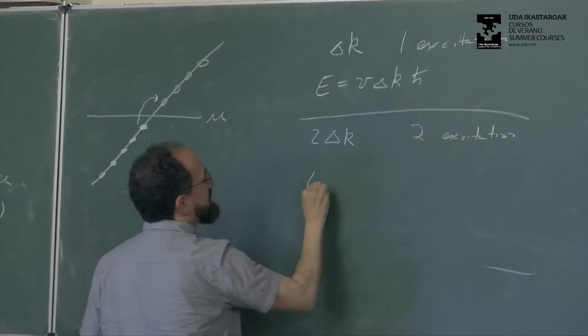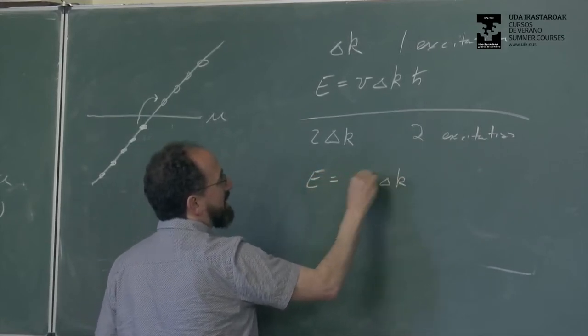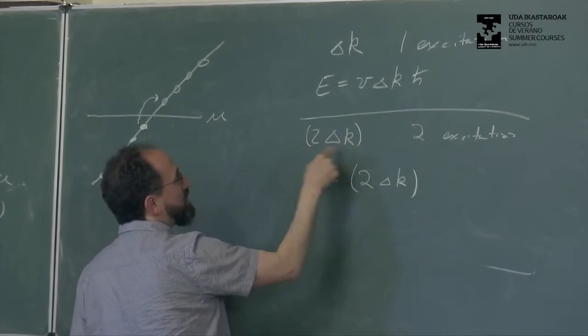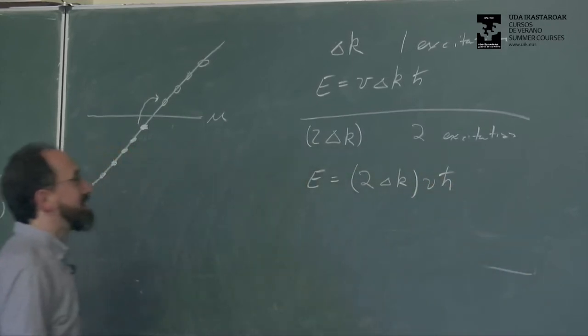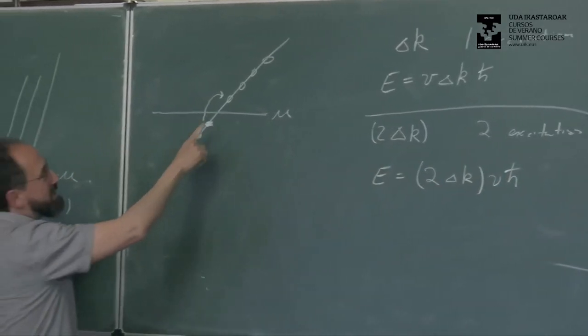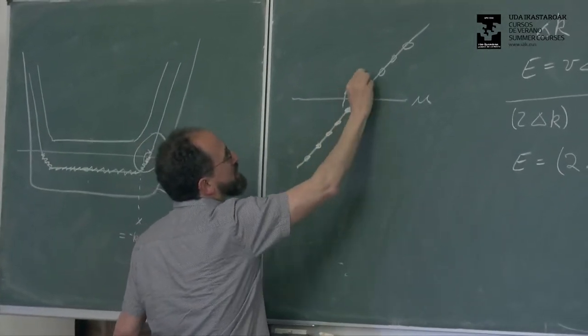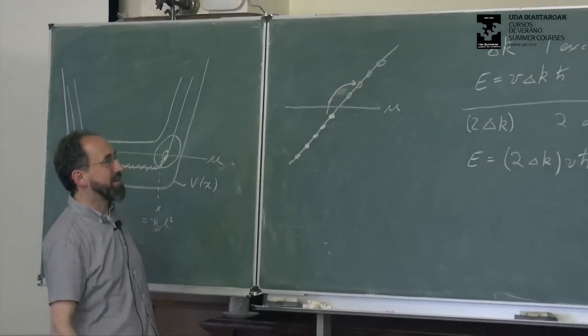And their energies will be 2 times the delta k, the total distance. It has total momentum, 2 times delta k, times v times h bar. I wrote it in a different order now. And these excitations can be described in the following way. One of them is to take this guy, push him 2 steps up to here. So now it's 2 delta k, 2 units of momentum.